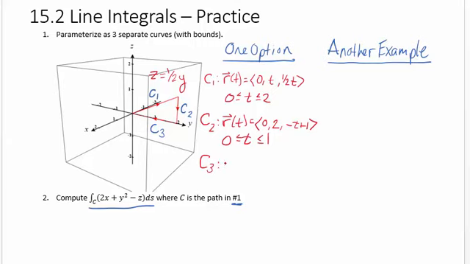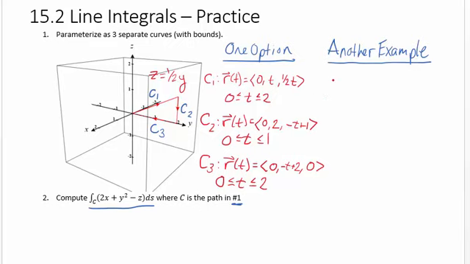For the third one, I'm again going to start my t value at 0, just like I did the others. I'll go up to 2 in this case, just because it gives me some nicer numbers. And this is going to be 0. The z coordinate is also 0 here, and the y coordinate could be negative t plus 2. So here, if t is 0, we get 2. If t is 2, we get 0. So it's tracing backwards along that bottom line. So this is one possibility.